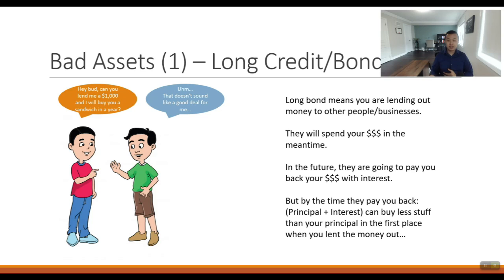You lend out money, they spend your money in the meantime. In the future, they pay you back your money with interest, but the time has passed so that your principal and interest can buy you less stuff than the principal that you lent out in the first place, during the time when you lent it out.